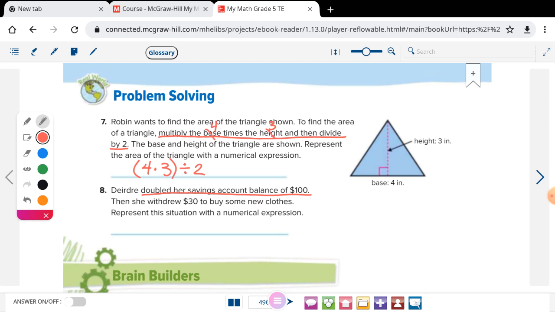100 times 2 minus 30. Okay, so 100 times 2. What should I do with that 100 times 2 to make sure they do that first? Parentheses. Put parentheses around it, and then yes, they withdrew 30, which means take it out. If you withdraw something, you take it out.